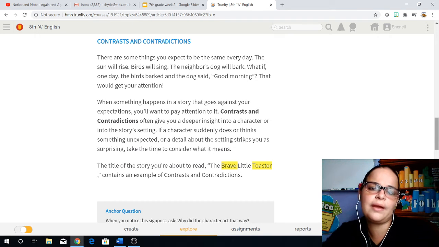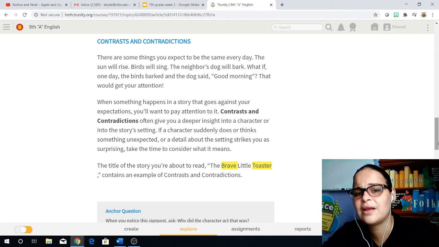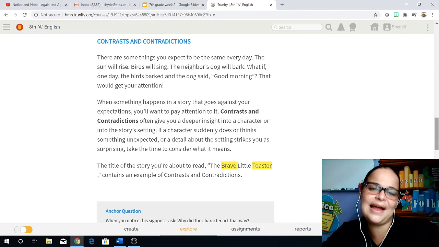There are some things you expect to be the same every day. The sun will rise, birds will sing, the neighbor's dog will bark. What if one day the birds barked and a dog said good morning? That would get your attention, wouldn't it? When something happens in a story that goes against your expectations, you'll want to pay attention to it.